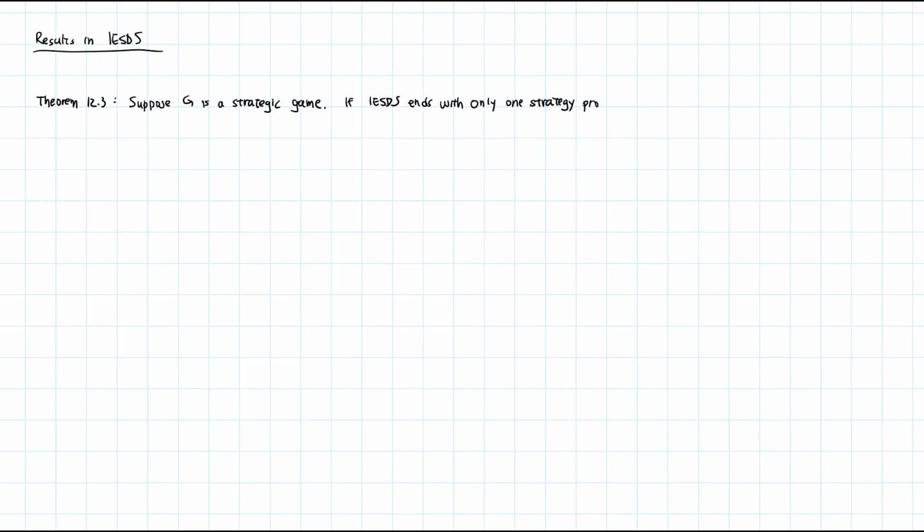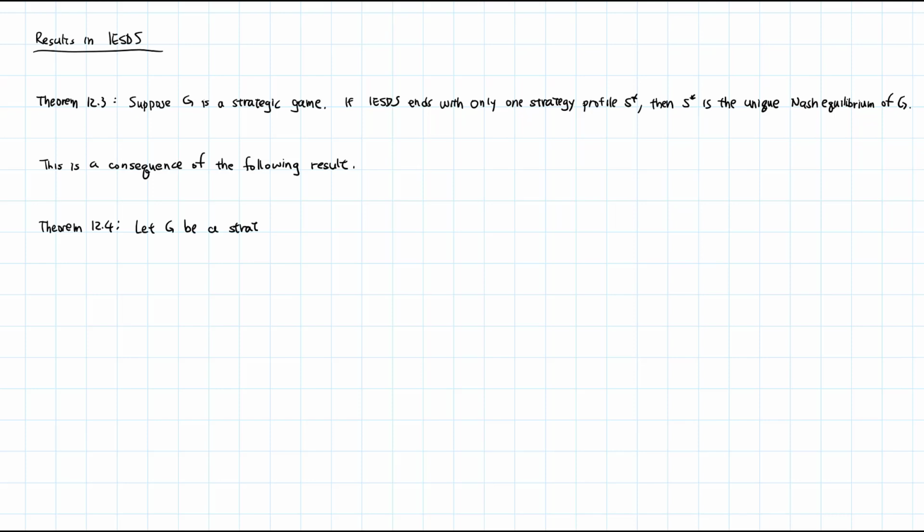We now explain why iterative elimination of strictly dominated strategies is a process that finds a Nash equilibrium if we do make it to the end. Here is the main theorem. Suppose G is a strategic game. If IESDS ends with only one strategy profile S star, then S star is the unique Nash equilibrium of G. And this theorem is a direct consequence of the following result.